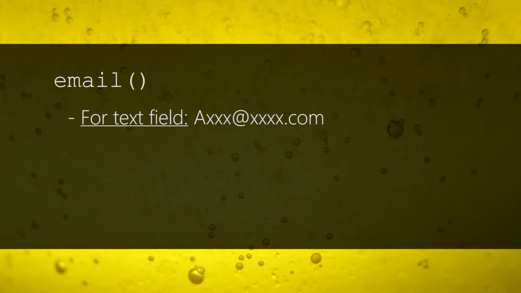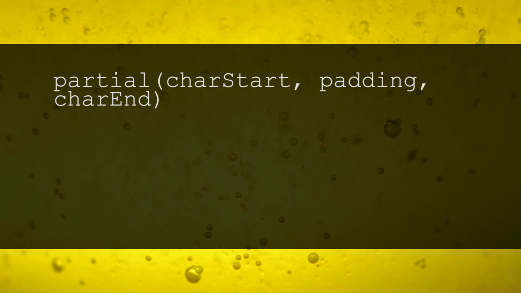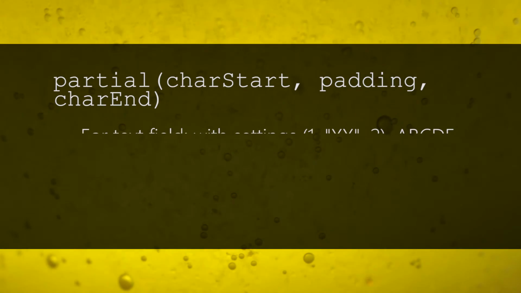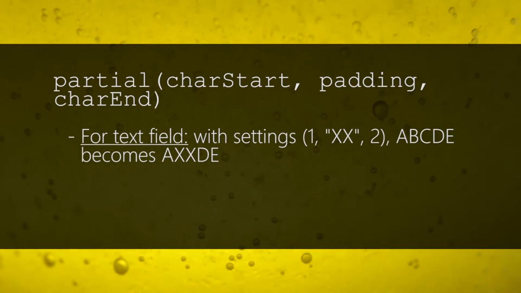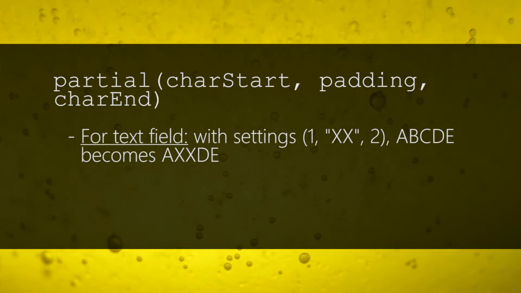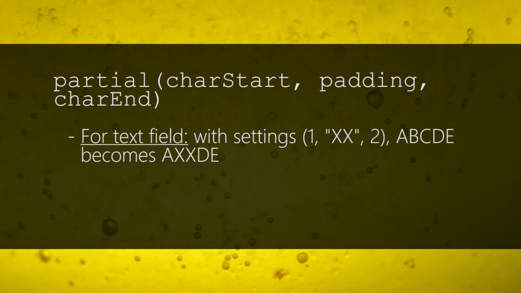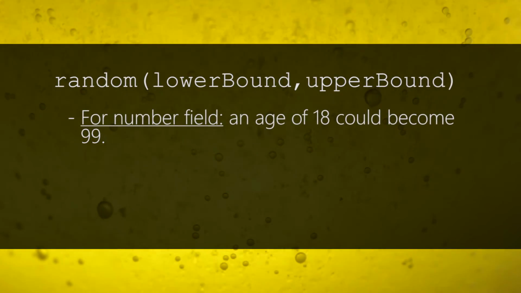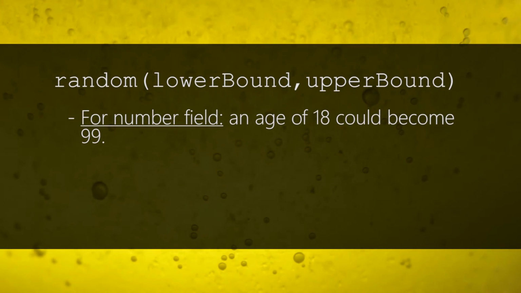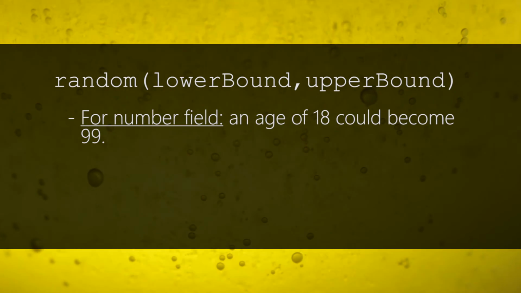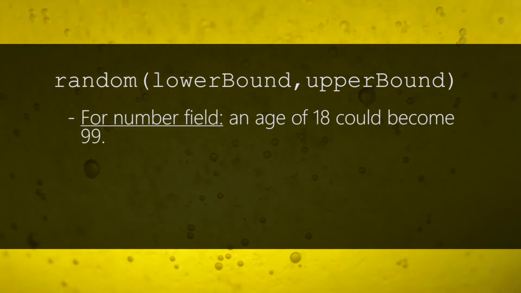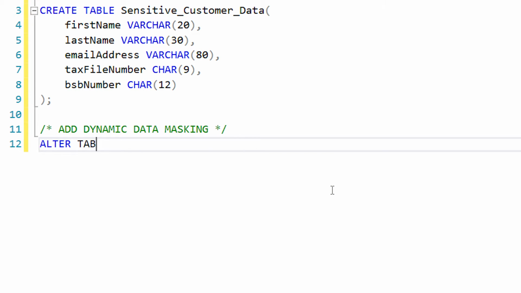But I reckon that the third method is the most interesting. It's called partial, and what it allows you to do is reveal a certain number of characters at the beginning of a string, put a padding string in the middle, and then reveal a certain number of characters at the end. Finally, the fourth method, random, simply allows you to replace the value of a numeric field with a randomly generated value between an upper and a lower bound. Whew, a lot of information, hey, but I'm going to actually demonstrate some of these.